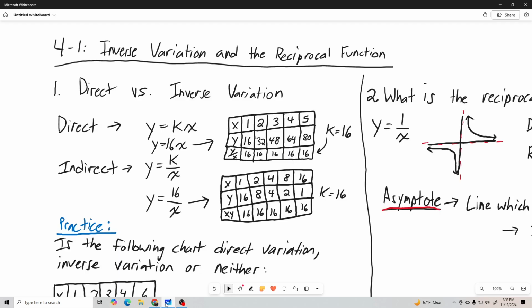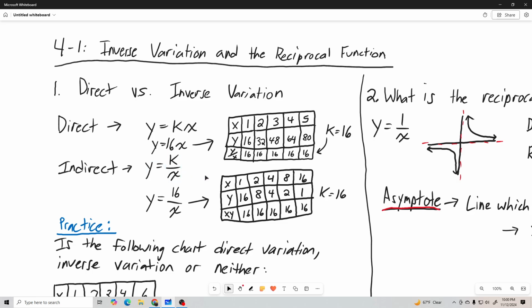Now, inverse variation is a little bit different. Inverse variation, also known as indirect variation, is when our y and x values are inversely proportional. What this means is that as x gets larger and larger, y is actually going to get smaller and smaller. And it's represented by this equation here. So it's actually y equals k over x.